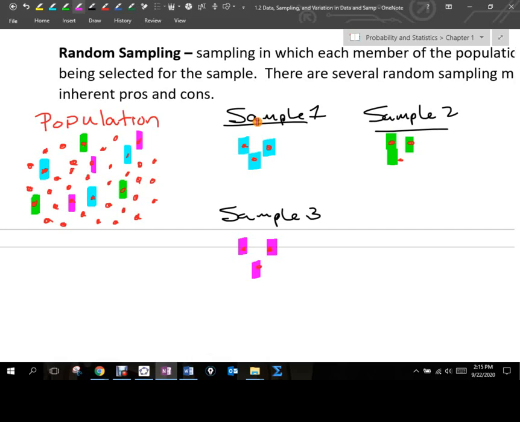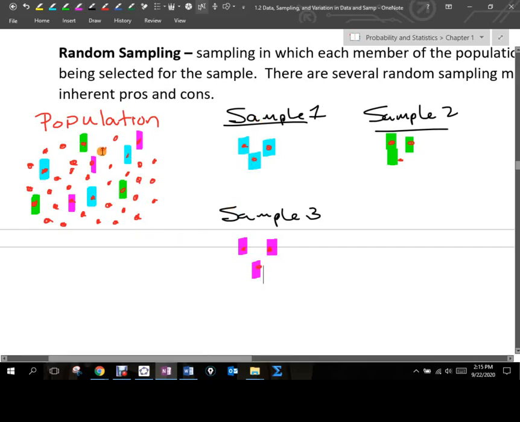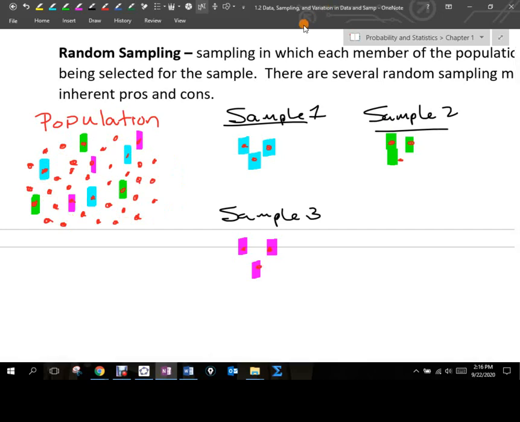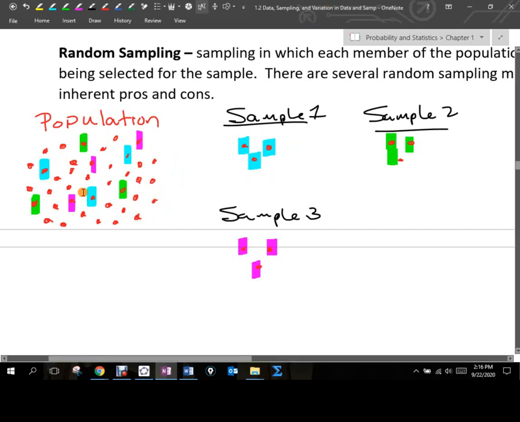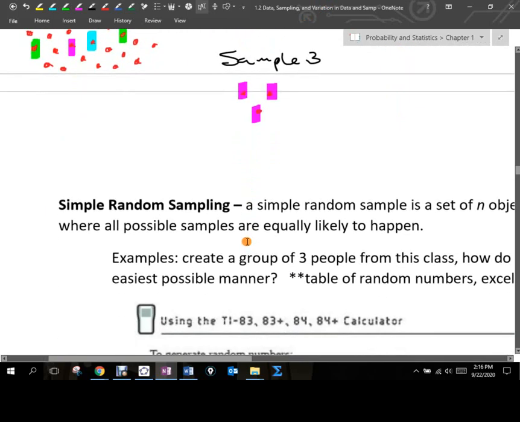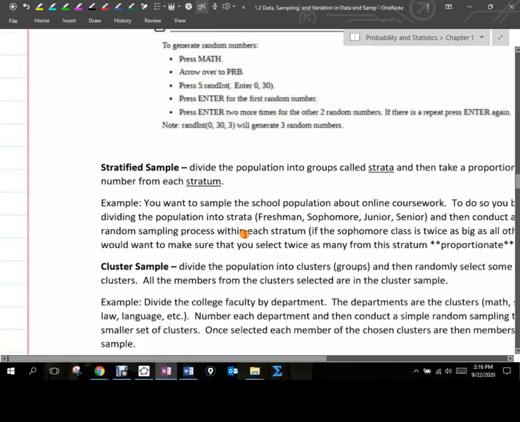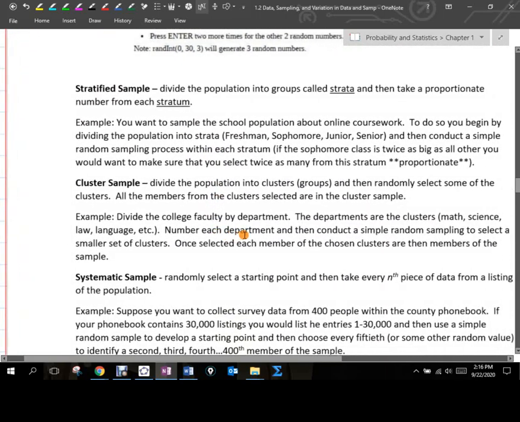Simple random sampling, then, is the idea of now attaching a number to each one of these people in the population, or items, objects in the population, and then using a number generator to actually pick out the sample. Is that all right with everybody? Okay. Just wanted to make sure that was clear.